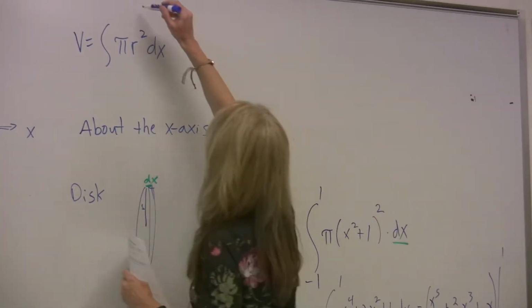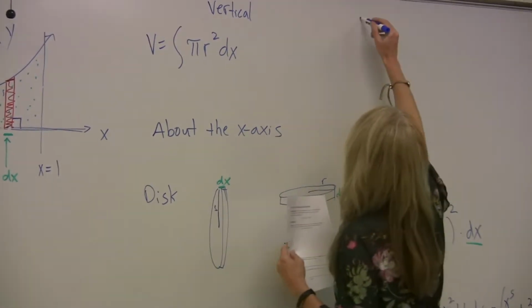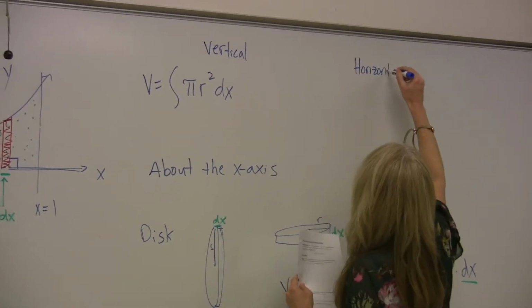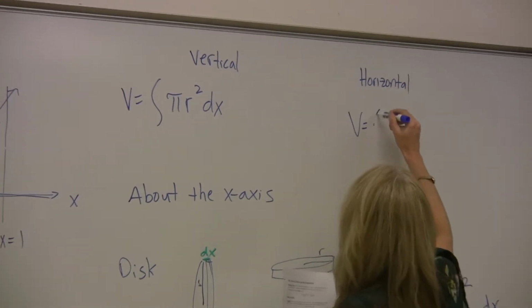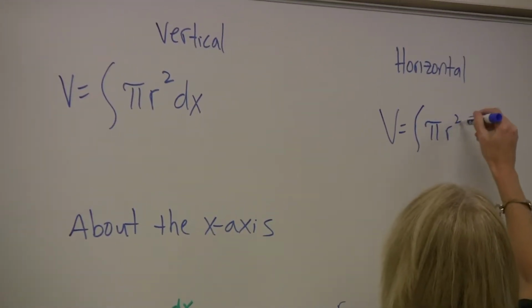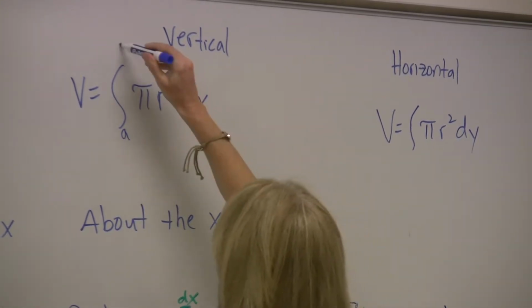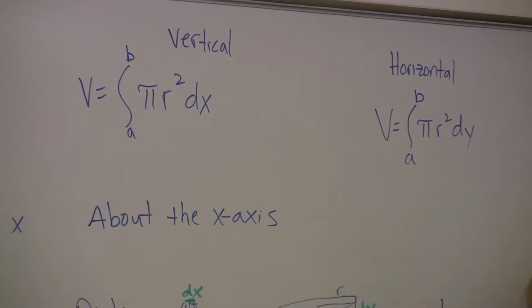So this is for vertical. And for horizontal, right underneath there, it's going to be a dy. And we're going to do one of those coming up so you can see it. I left off my bounds here because we don't really know what they are. We could put an a and a b, I suppose. It all depends on what they are.